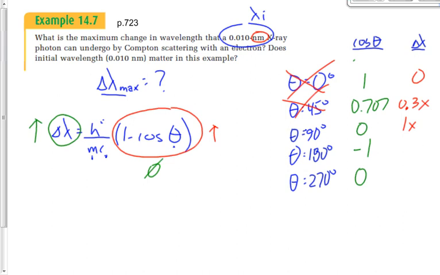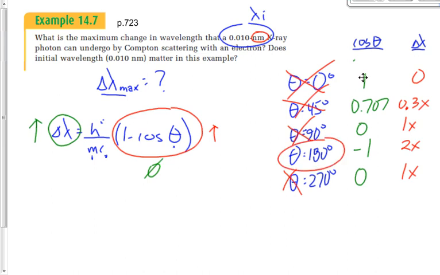What about minus 1? 1 minus -1 gives me 2. 2 times h over mc. Oh, that's our new maximum value, right? 2 times whatever h over mc is. 270, 1 minus 0 is 1. 1 times h over mc is 1 times the value of whatever that h over mc is. Okay, that disappears. Here we are. The angle is 180 degrees.